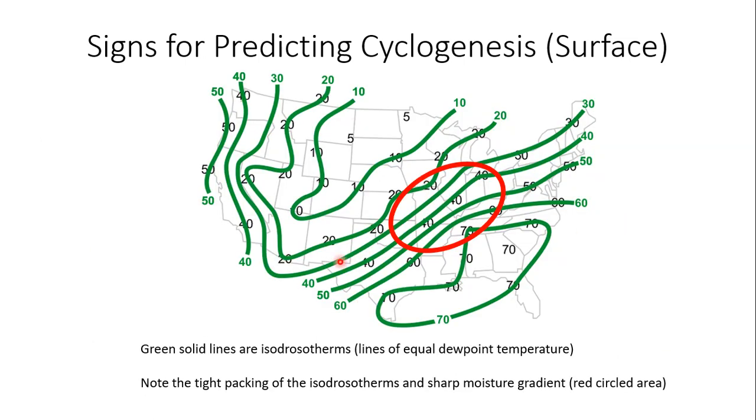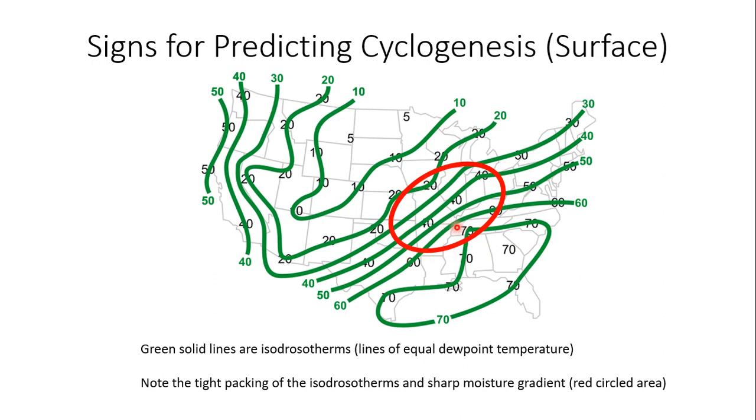Here, we're looking at a chart that shows lines of equal dew point temperature. These solid green lines represent what are known as isodrosotherms, and you can see the intervals are 10 degrees Fahrenheit between each one. What I want to show you is that the tightest packing is located right over this red circular area.